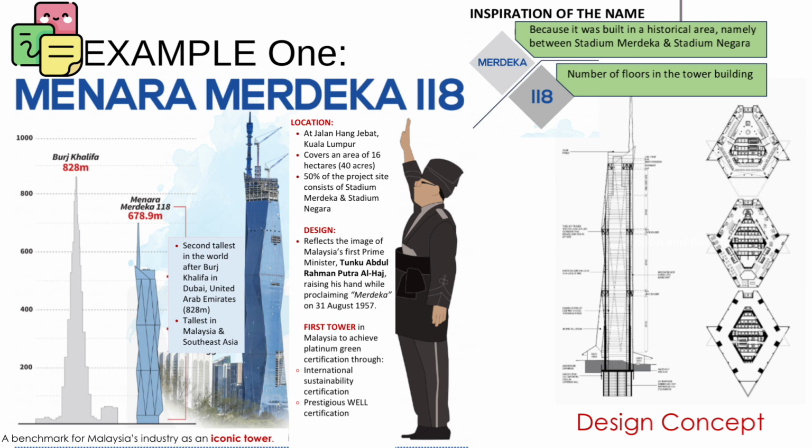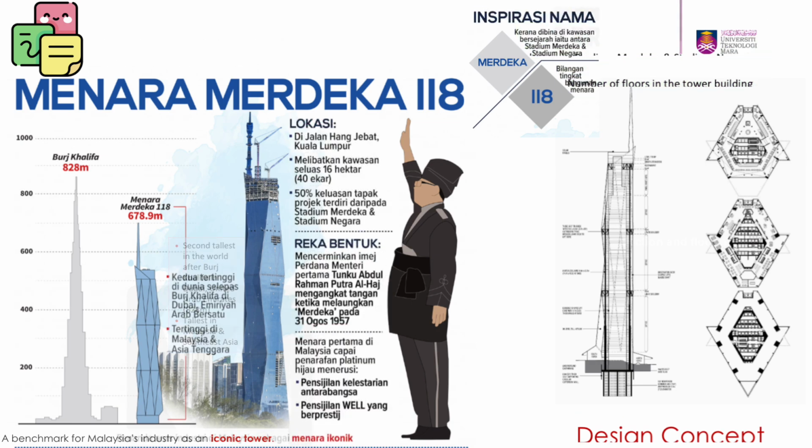Design: reflects the image of Malaysia's first Prime Minister, Tunku Abdul Rahman Putra Al-Hajj, raising his hand while proclaiming, "Merdeka," on the 31st of August 1957. It is the first tower in Malaysia to achieve Platinum Green certification through International Sustainability Certification, and the prestigious WELL certification. Inspiration of the name: because it was built in a historical area, namely between Stadium Merdeka and Stadium Negara. Number of floors in the tower building.